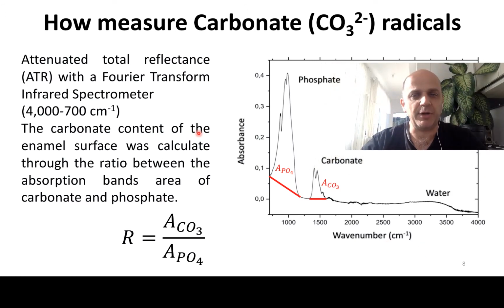How can we measure the carbonate radicals? We employ a reflectance methodology, attenuated total reflectance, named ATR, coupled to a Fourier transform infrared spectrometer, so you have the absorption spectra over the 4000 to 700 wave numbers. Then you measure the absorbance, and you can measure the absorbance of phosphate, carbonate, and also water content. To measure the carbonate, we measure an index. R is the ratio of the absorbance of carbonate and the absorbance of phosphate. So this index is important to measure the relative content of carbonate to the phosphate radical.